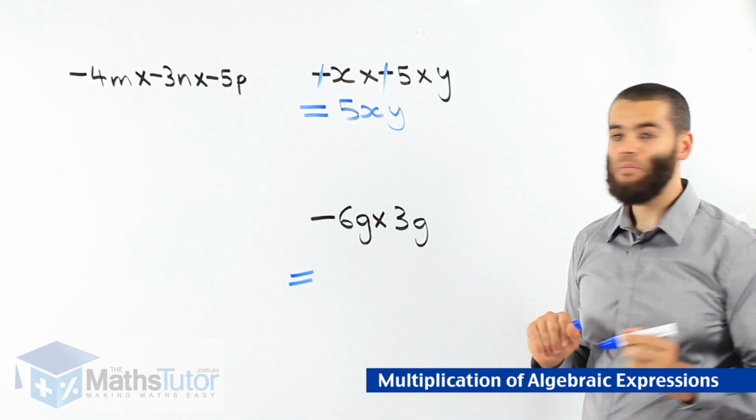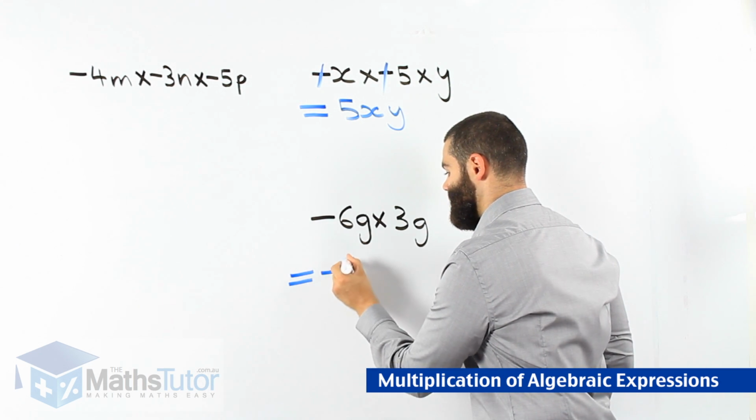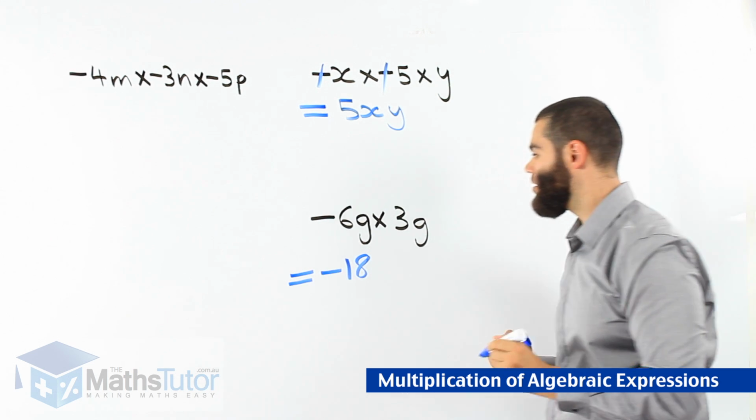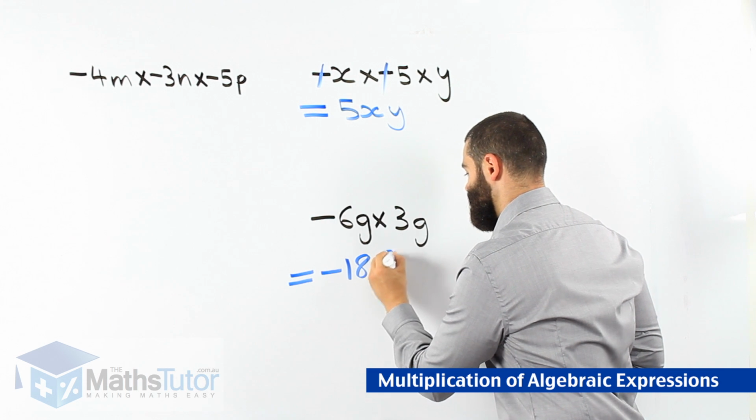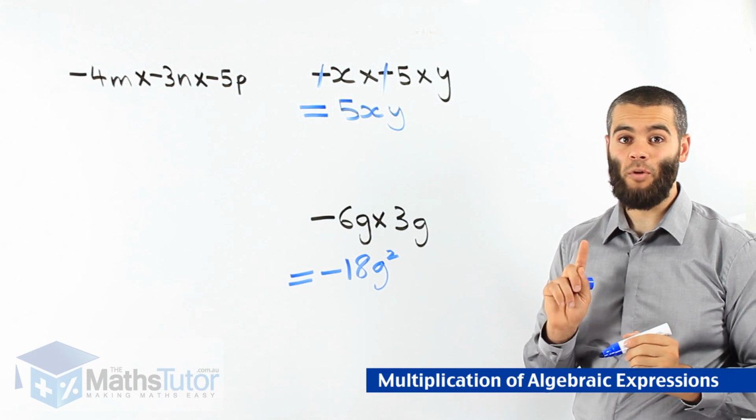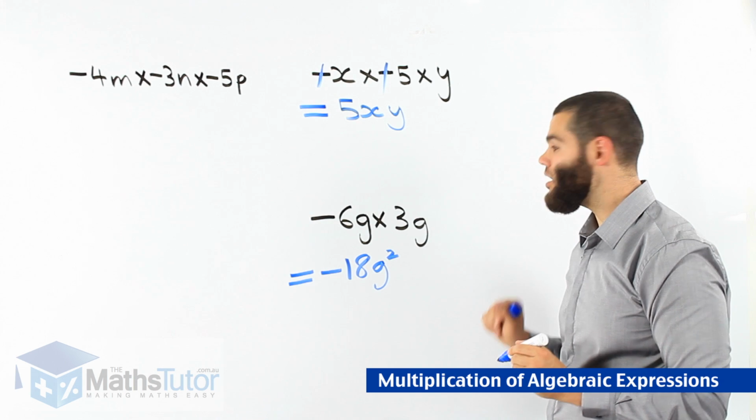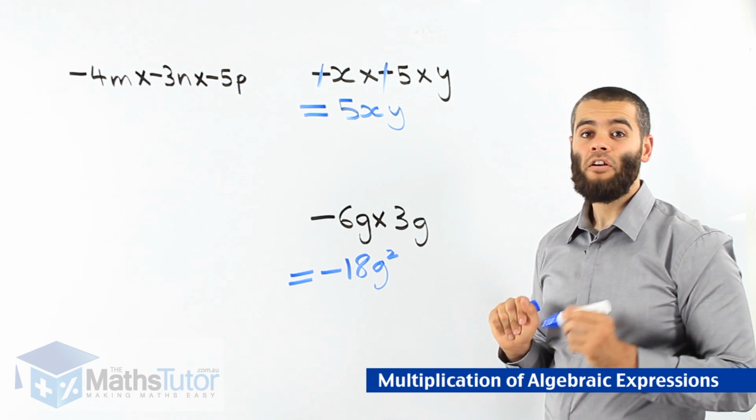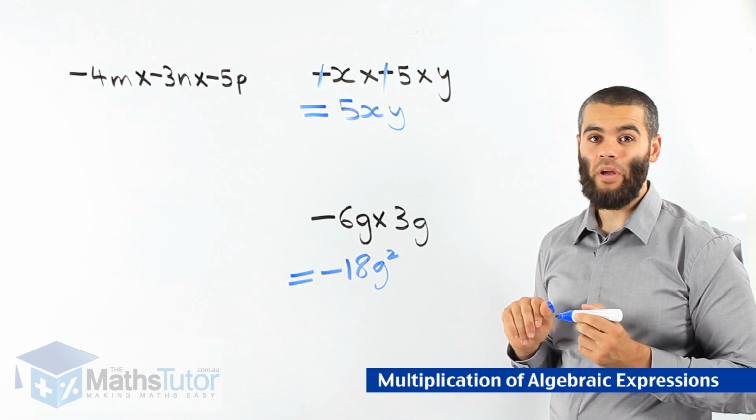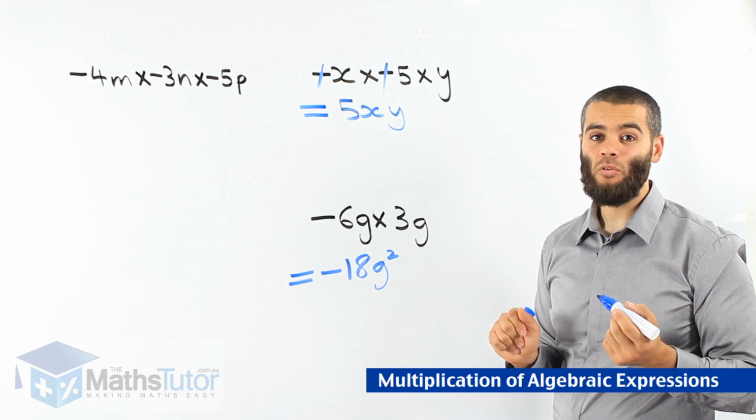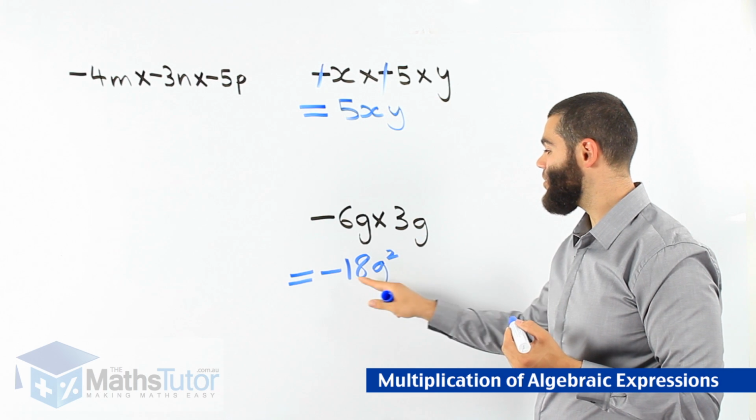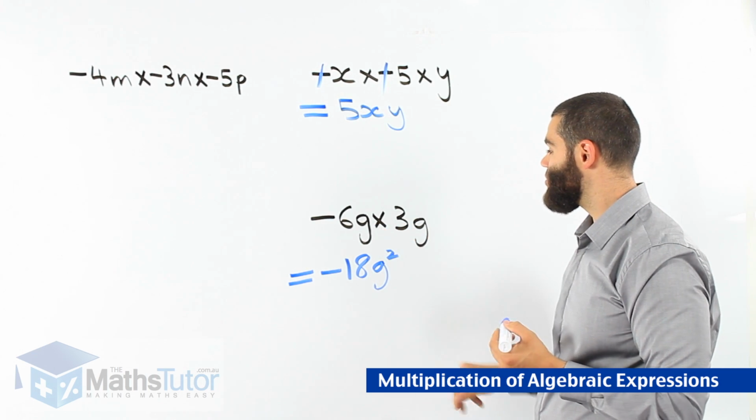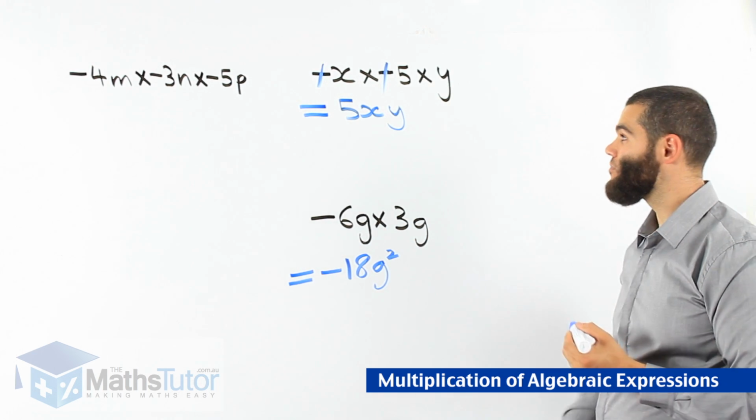Here we have negative 6g times 3g. Negative 6 times 3, negative 18. And we know g times g is g squared. Very important in multiplication. G times g is g squared. It's like saying 5 times 5, 5 squared, or 10 times 10, 10 squared. Very important in multiplication that you realize that. Negative 6 times 3 is negative 18. G times g is g squared.